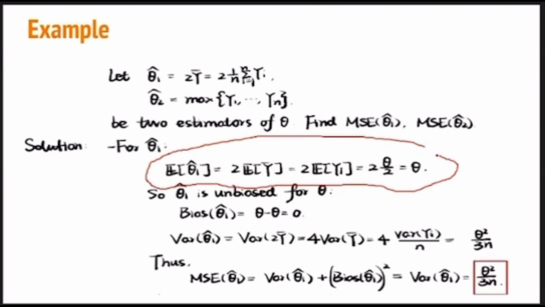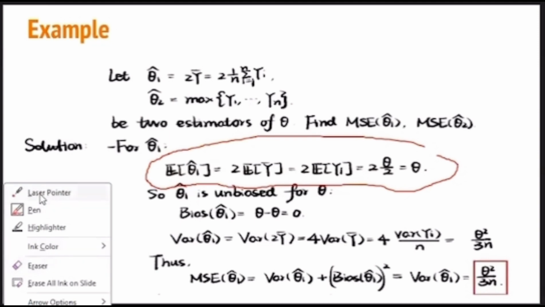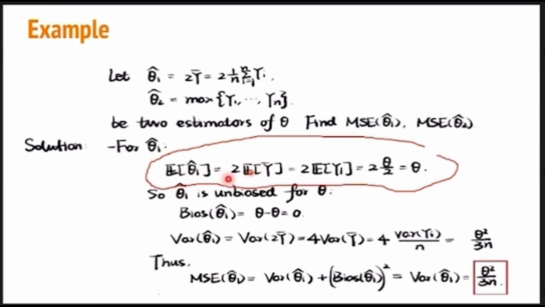Theta cap is what? 2y bar, right? Expected value of 2y bar. 2 is a constant, so it's going to come out, right? Okay, so we are here now. And you know what? The expected value of y bar is the same thing as the expected value of y. Okay, we know that.